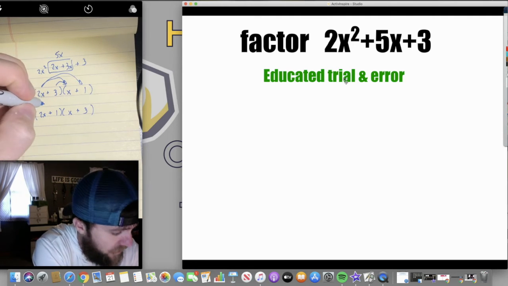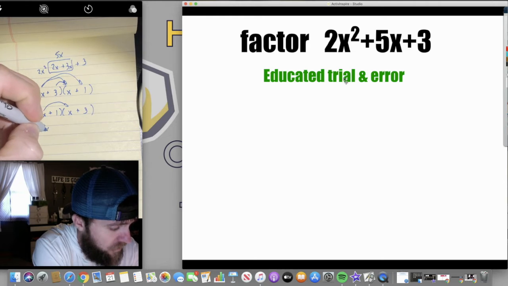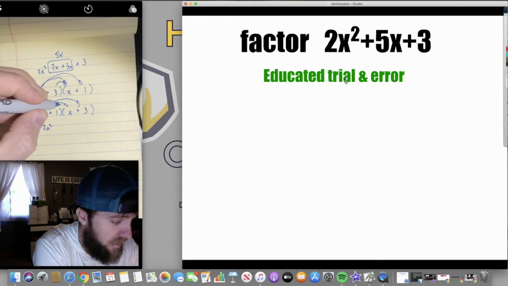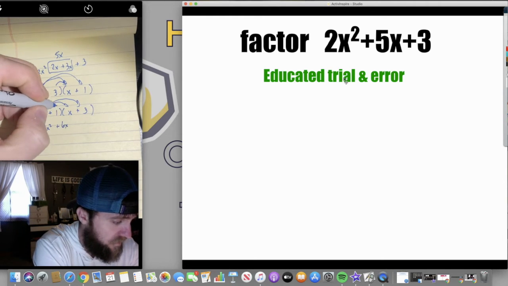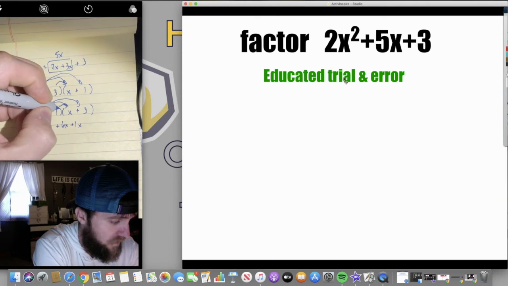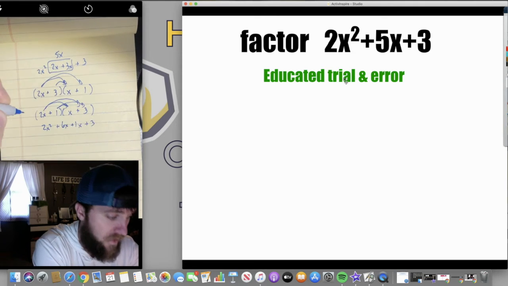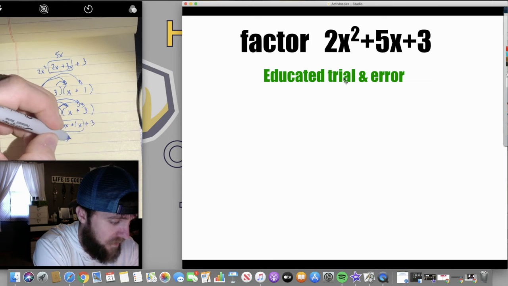Why is this one different? You're still going to get 2x squared. You're then going to get 6x, 1x, and you'll still get that 3 at the end. So these like terms actually combine to 7x.